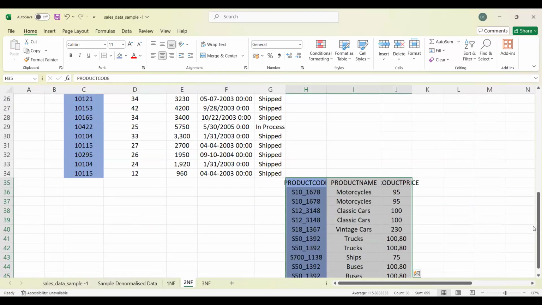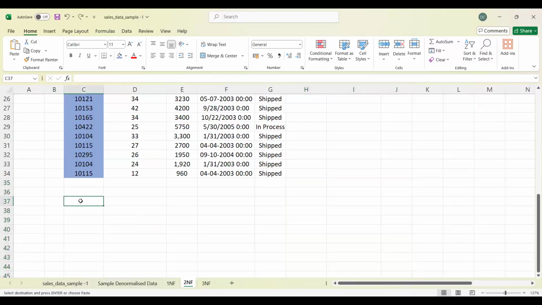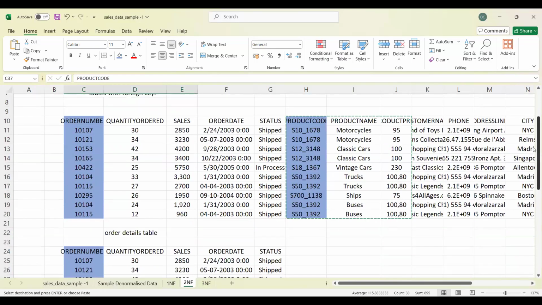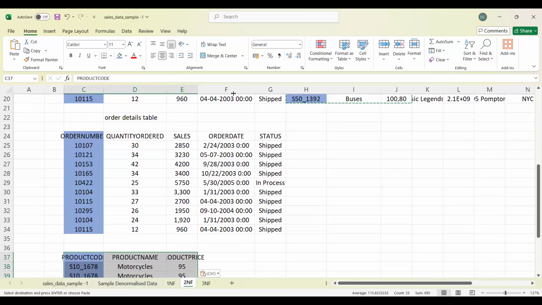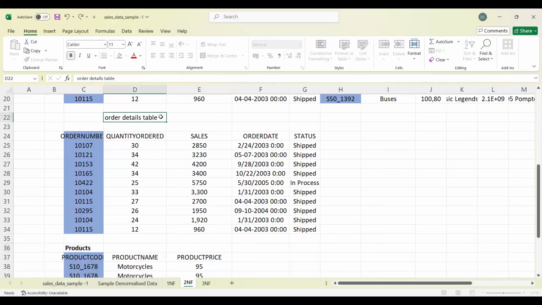Basically, how we did in the limitations, that like that only we will follow. We will just divide all this data separately. Okay. And I can give this name as my products table. Right. This is my products table. This is my order details table.